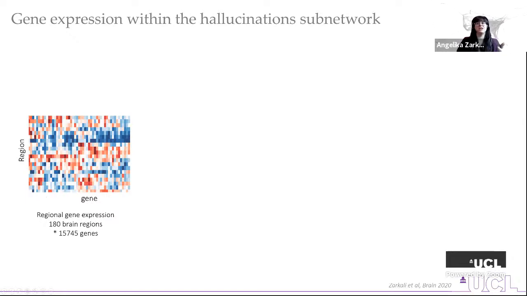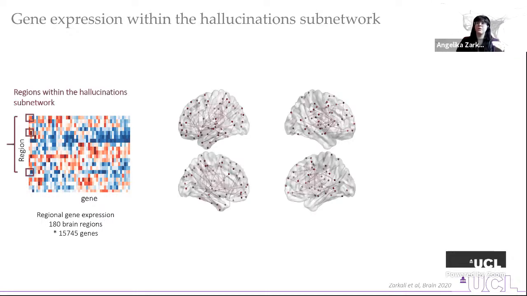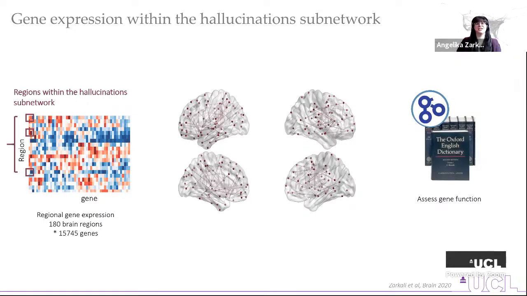So what we can do then, because we know what these regions are, is compare the expression of different genes in regions that are affected in Parkinson's with hallucinations, so regions that are in this subnetwork, compared to regions that are not. This way we can identify genes that are higher or lower expressed in these regions. And once we do that, we can assess these genes in terms of what they do, what their function is.